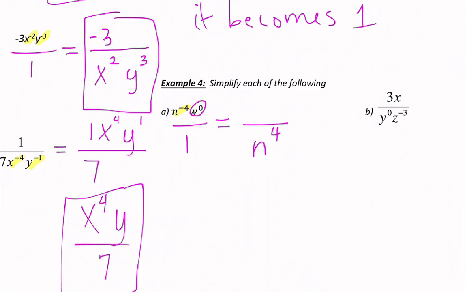Okay, w has a 0 power. Well, we just learned that a 0 power is going to turn this w into a 1. So really, I have a 1 on top.